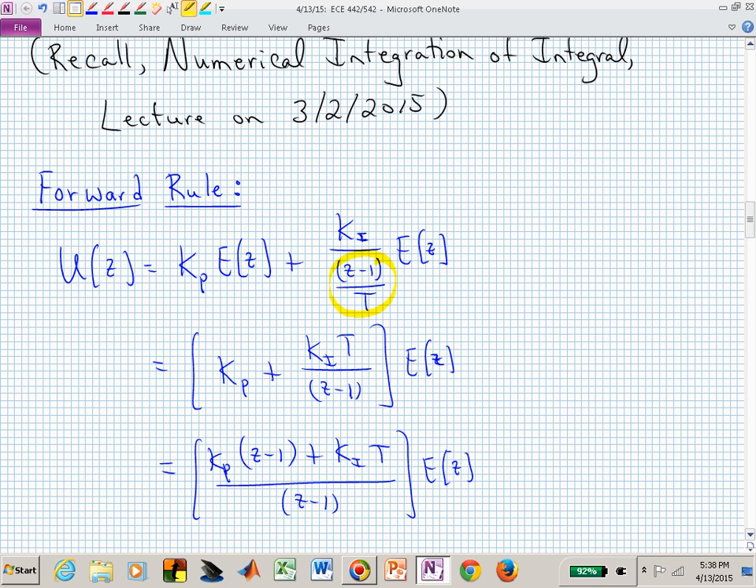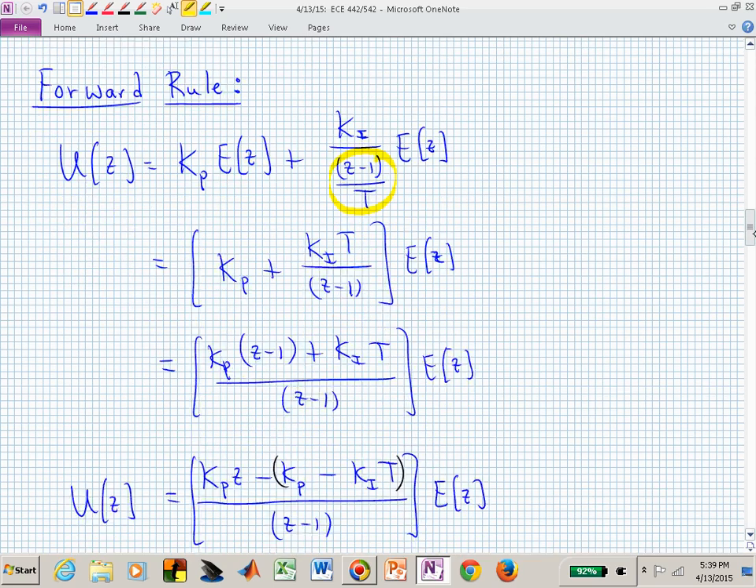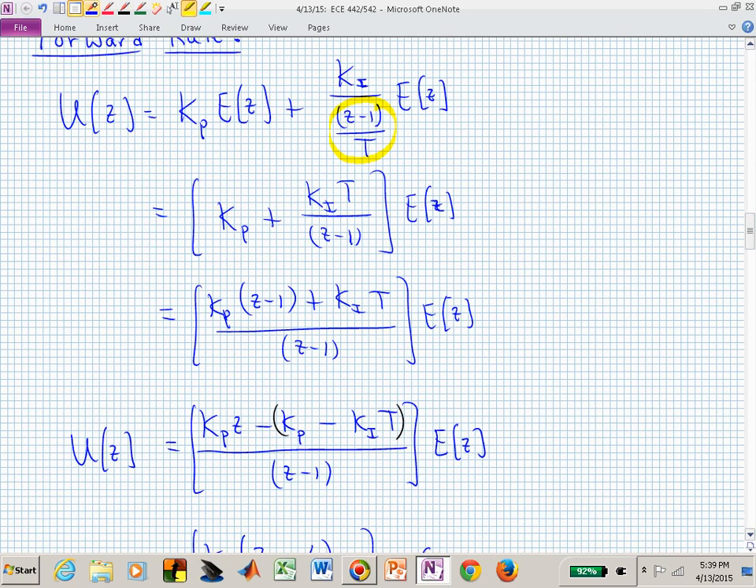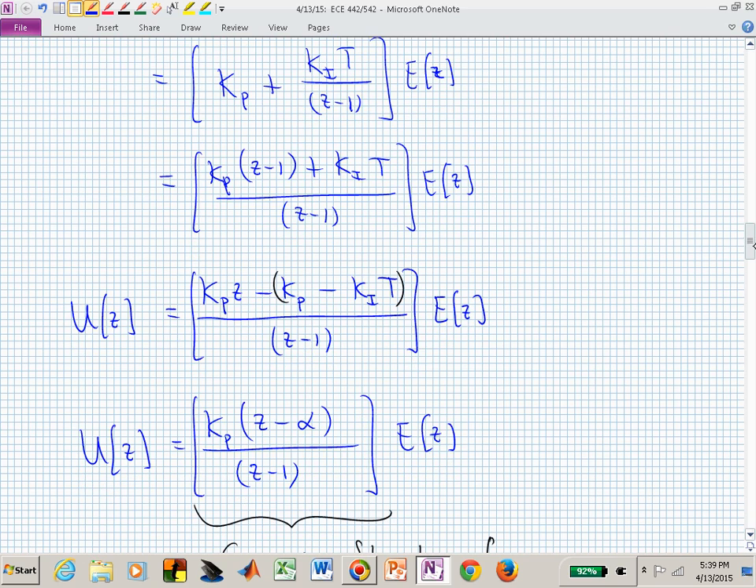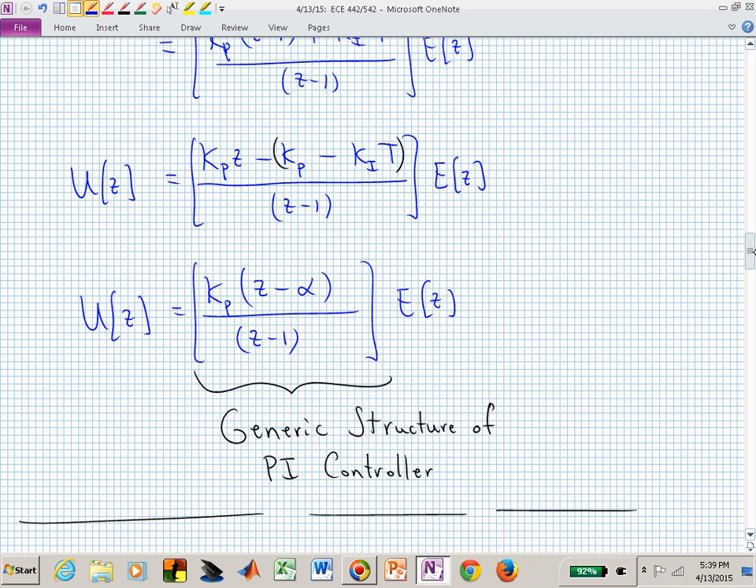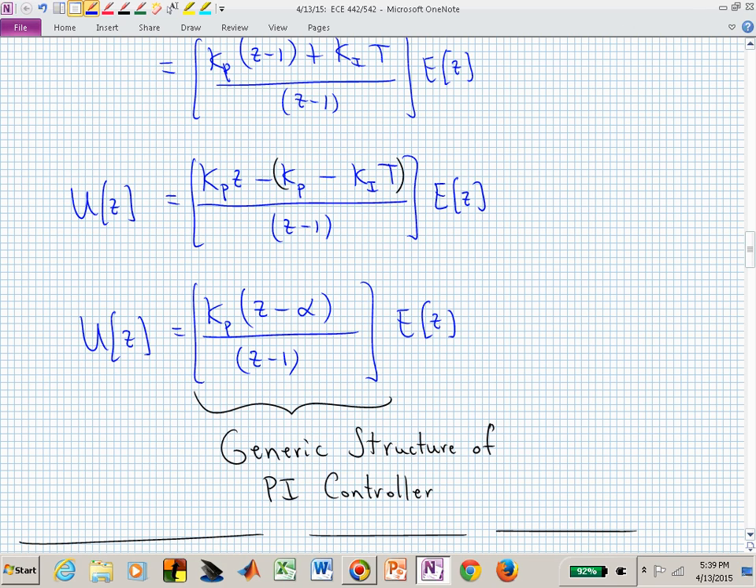Where we do obtain our flexibility is in the numerator, which if we simply start to factor that, we see that we have a term that involves the z, and we have a constant term. And if we pull out the gain on the z term and basically lump K sub P minus K sub I T over K sub P, that becomes alpha. This is now our generic structure for a PI controller in a discrete time setting.